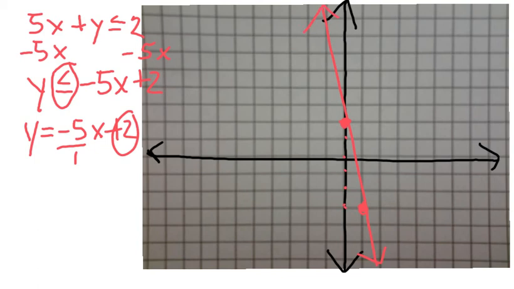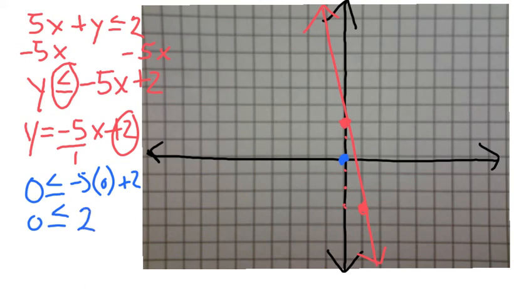Next, I have to decide which side of the line I'm going to fill in. So I'm going to pick a point and check it to see if it actually works. I'm going to pick 0, 0. I bet you knew that was coming. If I put 0, 0 in, I get 0 is less than or equal to negative 5 times 0 plus 2. Negative 5 times 0 is 0, and 0 plus 2 is 2. 0 is less than or equal to 2. Yeah, that's true, so it's this side of the graph.